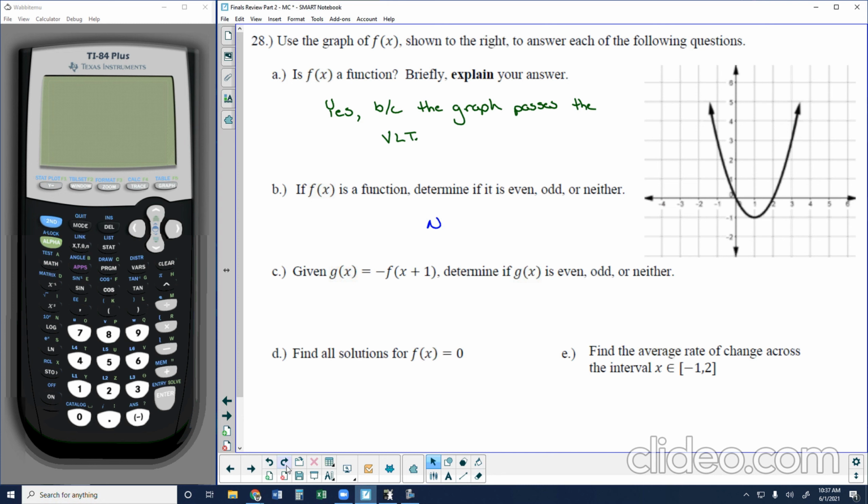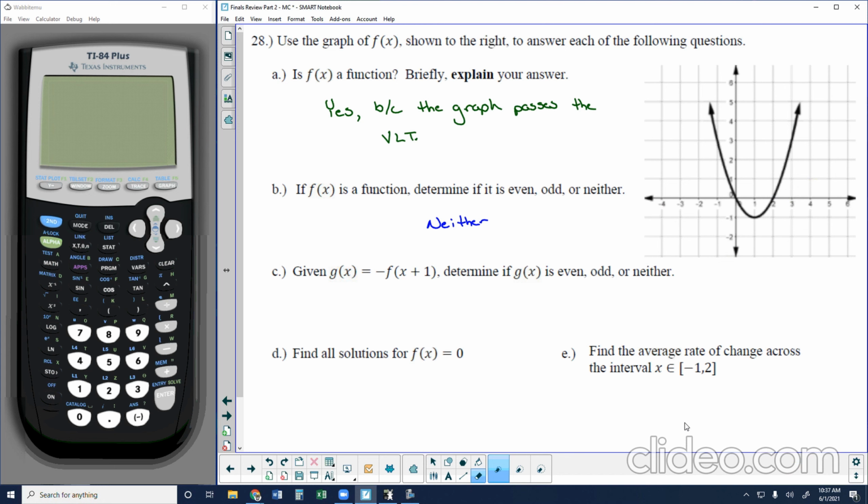It can't be odd as well, because odd functions must have rotational symmetry about the origin. So let me pick a single point here. The point 2, 0 would then must exist at 0, 2, and it does not. And so this does not have odd symmetry as well. So this is neither even nor odd.